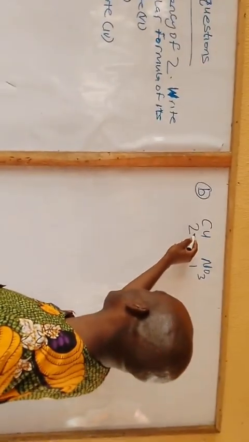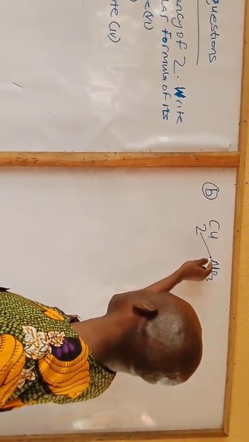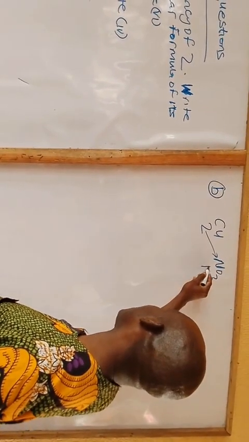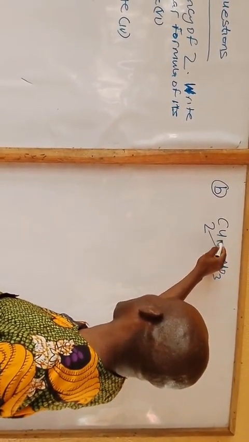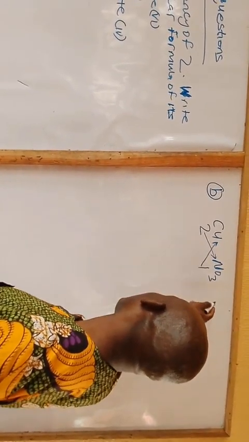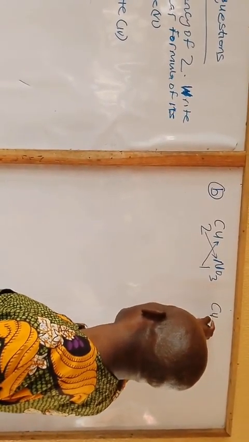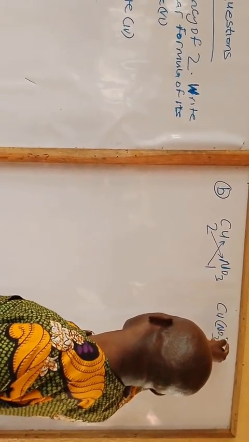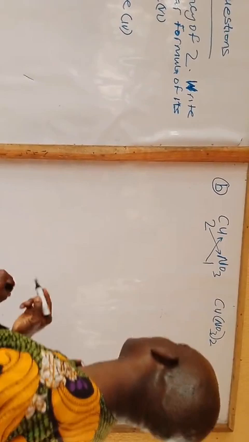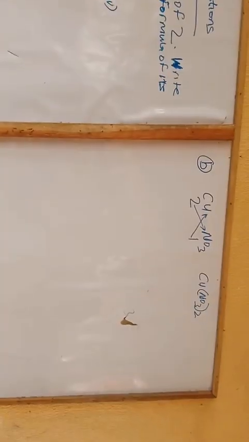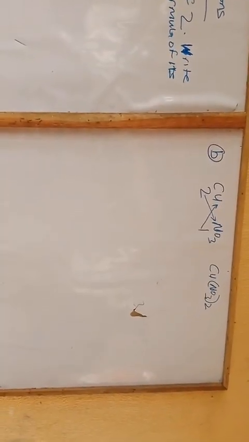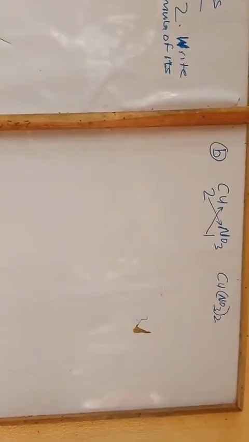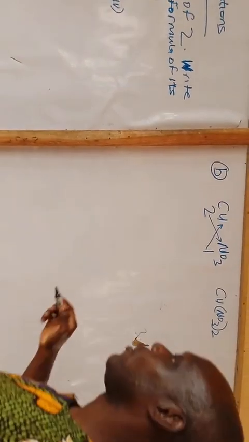So the 2 that belongs to copper goes to trioxonitrate 5, which is NO3. The 1 for trioxonitrate 5 goes to copper. So the formula now becomes CuNO3. Then because 2 is going to the other side, we put it in bracket, then we have 2. So that will now be copper 2 trioxonitrate 5, Cu(NO3)2, with NO3 in bracket, then 2 outside the bracket. I believe that is clear.